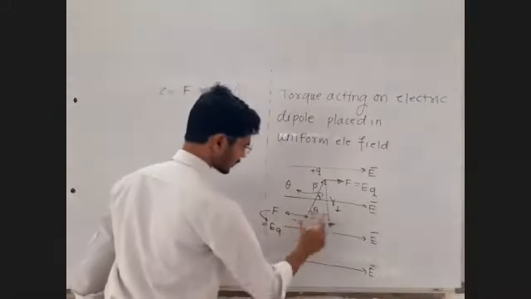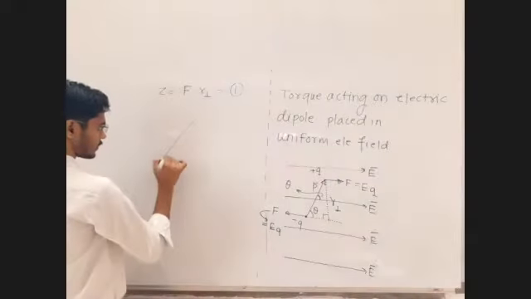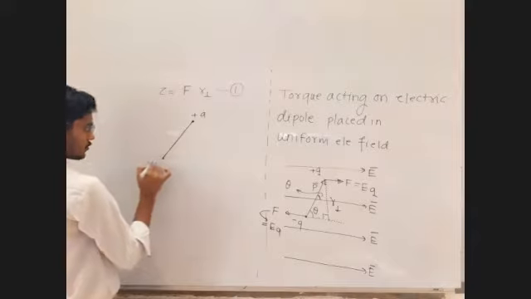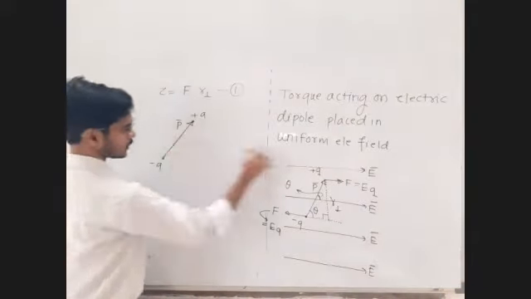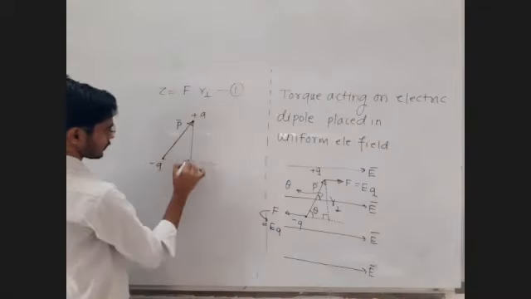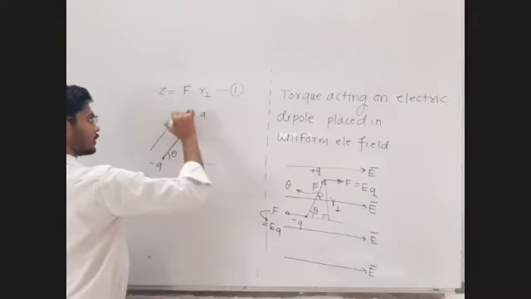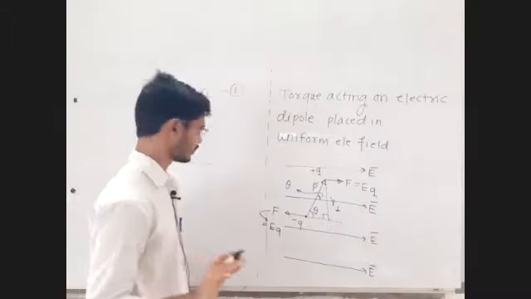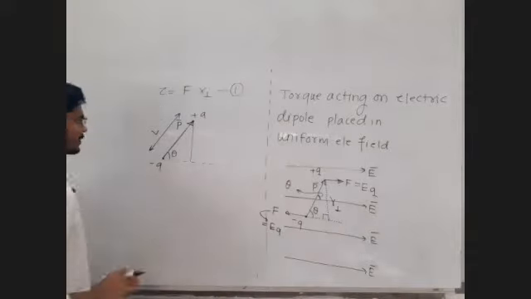In this triangle, I can observe that this is our plus Q, this is our minus Q, this is our P bar, and this is the electric field direction, rightward. So let me draw it here. This angle is theta. Now let me take the length of the dipole as capital L. Of course, you can take 2 times small l, no issues, but let me take it as capital L.